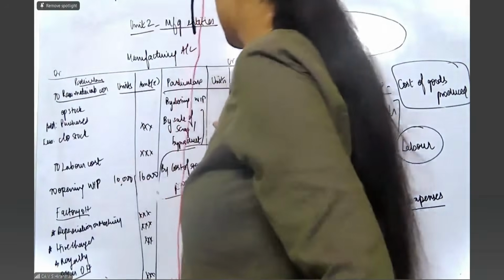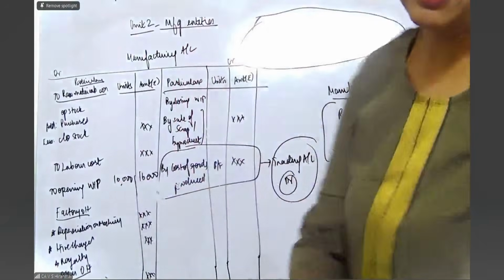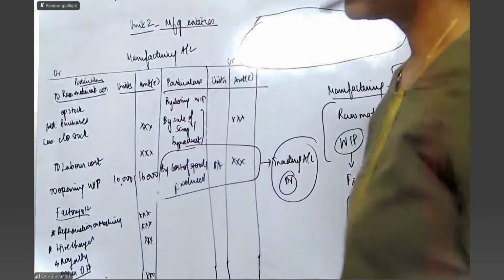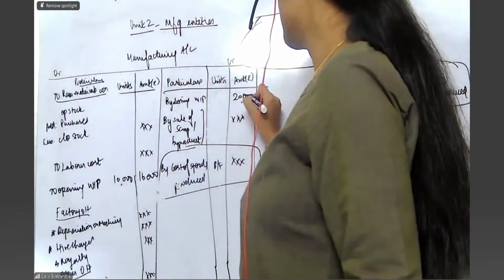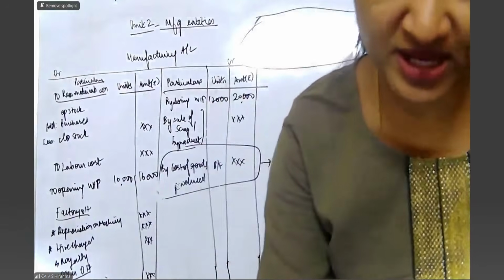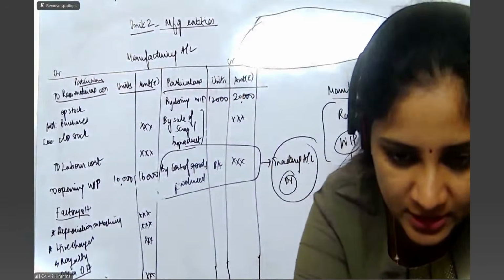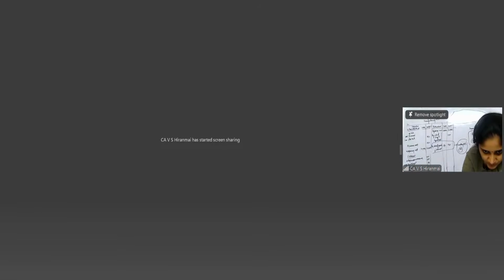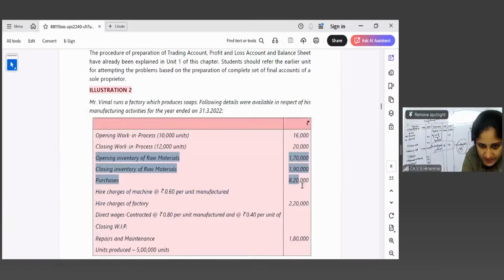And the closing work in progress, the value is nothing but, all of you please see, 20,000 rupees, the units is 12,000. That's all. First thing that we have entered. All of you see the next thing coming into the picture. Opening stock of raw materials, closing stock of raw materials, and the purchases. So what should you do? This will form a part of the raw materials consumed.